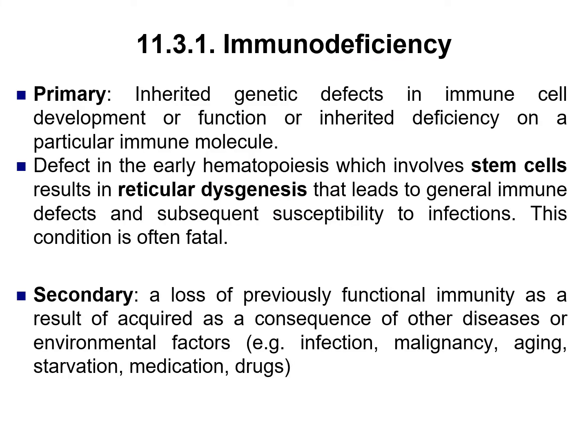So the difference between primary and secondary. Primary is when there is a genetic defect that leads to problems in the development of the immune cells or their functions or the development or production of certain molecules. Right, secondary is because of secondary factors or environmental factors like infection, malignancy, aging, starvation, medication, or drugs. So those are the possible causes of secondary immune deficiency.